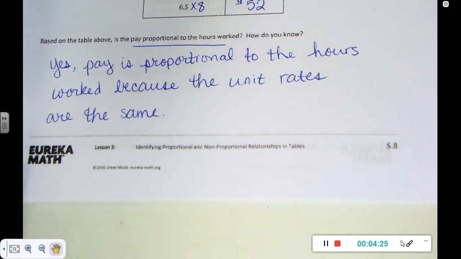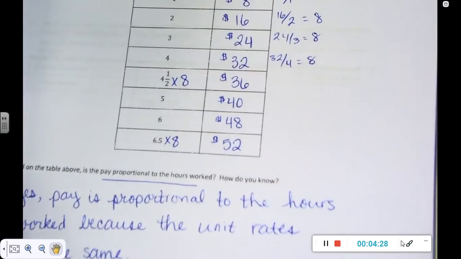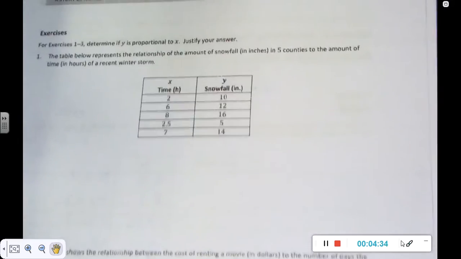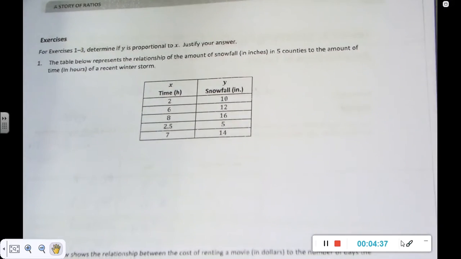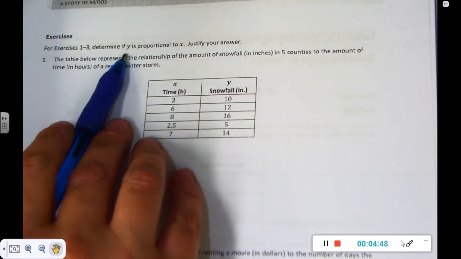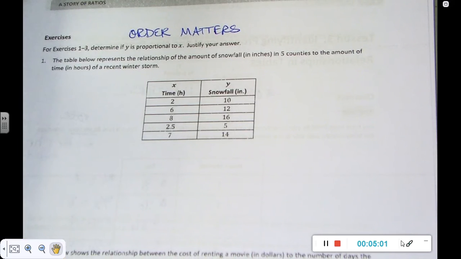We're going to do one more example together, and that is just on the very back side of this paper. So on page 9, we're going to flip this over. We're going to come up to the top, and now we're talking about some snowfall. How appropriate with the last week that we had. But we first have to read our directions. For exercises 1 through 3, we need to determine if y is proportional to x. And again, order matters. So every time we look at tables for examples 1, 2, and 3, we're going to talk about our y value and then our x value. Then it asks us to justify our answer.